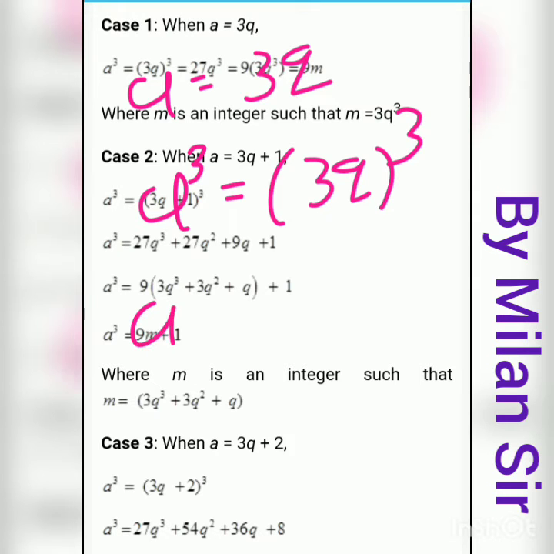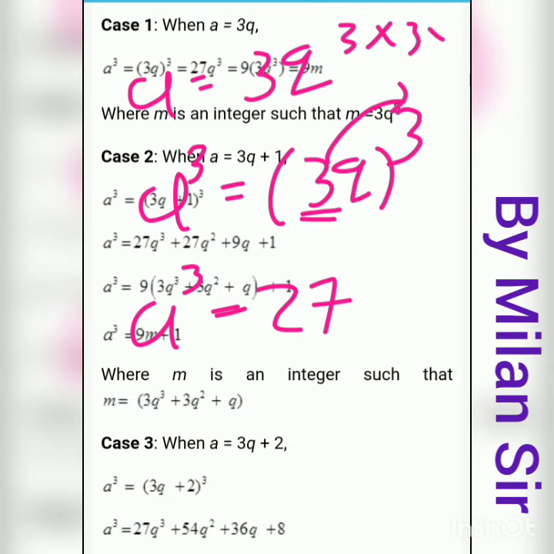Okay, so a cube is equal to... now here 3 cube means 3 times we need to multiply 3. So 3 multiply 3 multiply 3. 3 threes are 9, 9 threes are 27. So 3 cube is 27, and cube, it's a cube only.